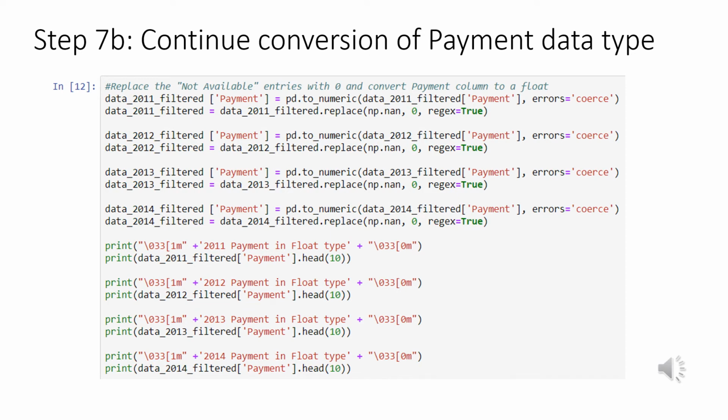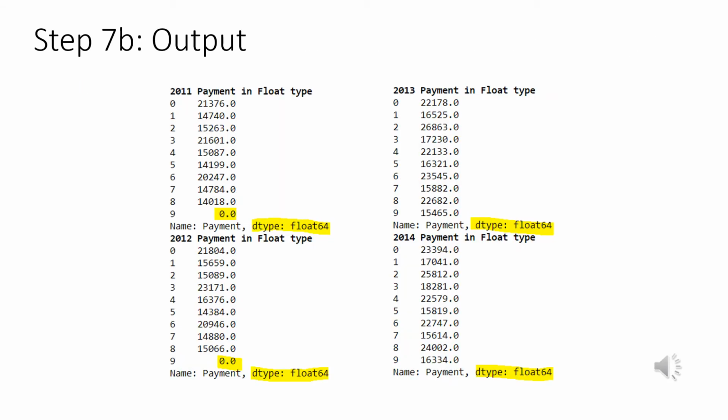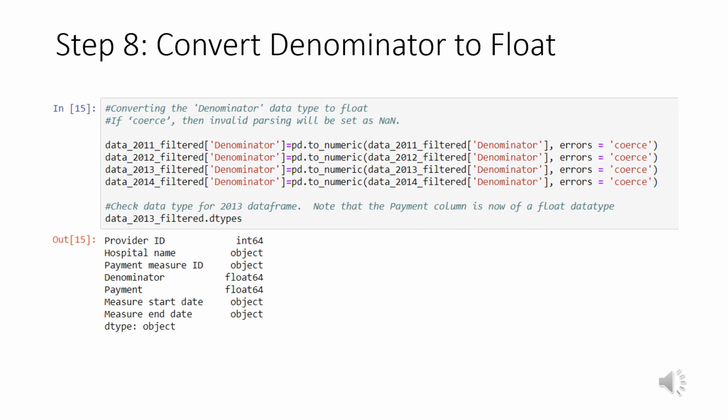Next, we convert the payment column to a float. We then replace the not available entries with a 0. The output shows that the payment column is now a float, and in addition, the not available entries have been replaced by a 0. This slide shows you how to convert the denominator column into a float.